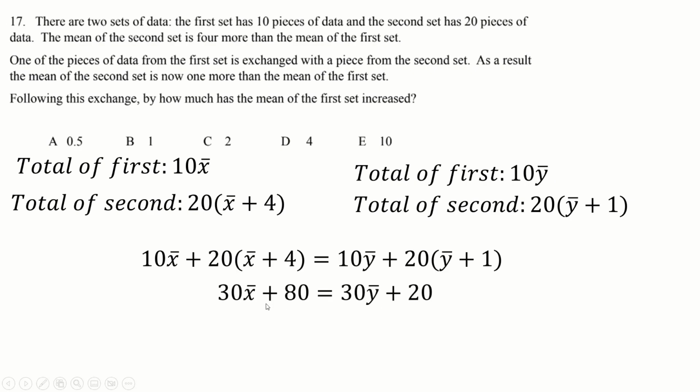If you do some rearranging, you get this, divide by 13, you get this. So the new mean of the first, remember y bar is the mean of the first data set at the end, that's 2 more than it was at the start. So the answer is 2 here, and that will be the answer.